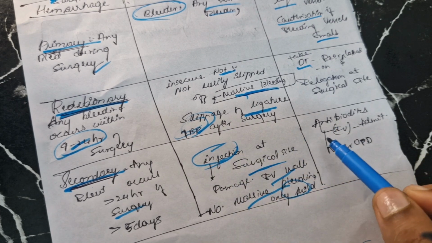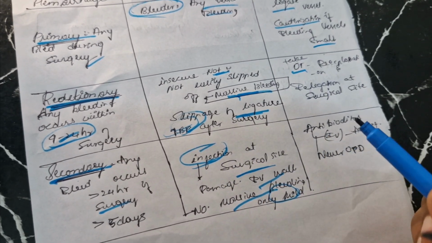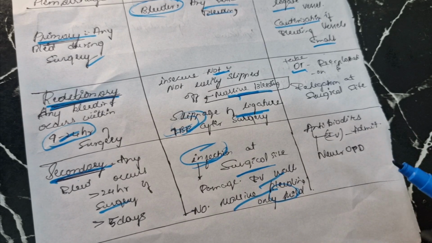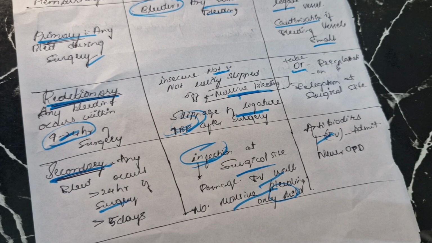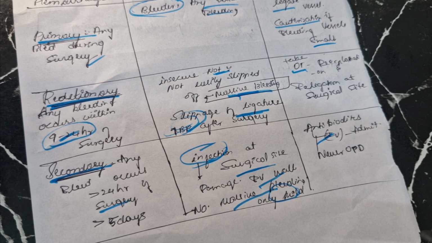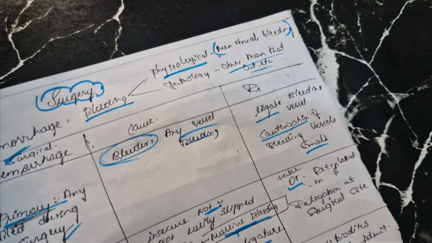We can give antibiotics, and we have to give them quickly, so we give them IV. IV antibiotics are not given to OPD patients, so we need to admit the patient first and then give IV antibiotics in case of secondary bleeding. This is all about the types of bleeding, the causes of surgical bleeding, what surgical bleeding is, what hemorrhagic shock is, and how we manage these conditions.